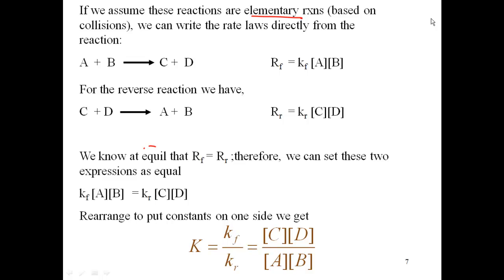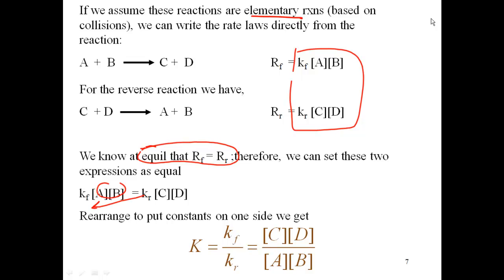By definition, at equilibrium the forward rate equals the reverse rate, which means my two expressions must be equal as well. So I have Kf, concentration of A to the first, B to the first, equal to Kr, C to the first, D to the first. Now I want to get my constants together on one side and concentrations on the other. So I'll bring down my Kr and take my A and B over to the other side, which rearranging gives me Kf over Kr equals concentration of C, concentration of D over concentration of A, concentration of B. Since I have a constant over a constant, I'll just call it a new constant, which we refer to as a capital K.